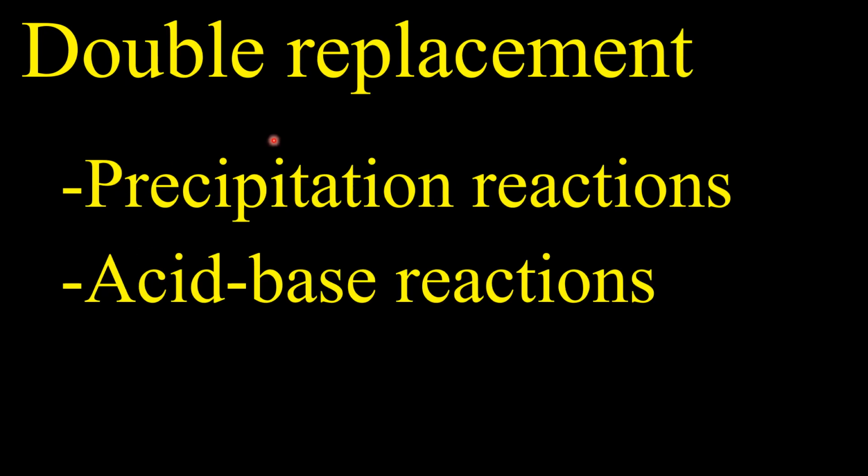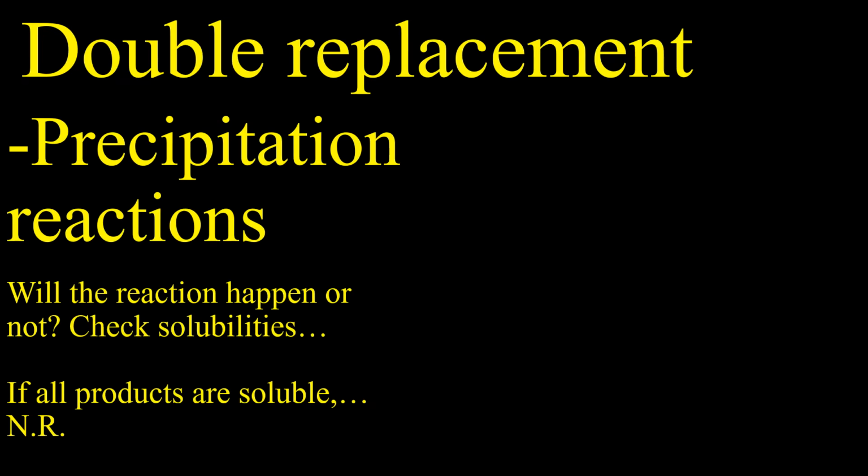Double replacement can be considered as consisting of 2 different kinds of reactions: precipitation reactions or acid-base reactions. We'll deal with the precipitation reactions first. First, we're going to have to check to see if the predicted products would be soluble or not, and if all the predicted products are soluble or aqueous, then there will be no reaction.